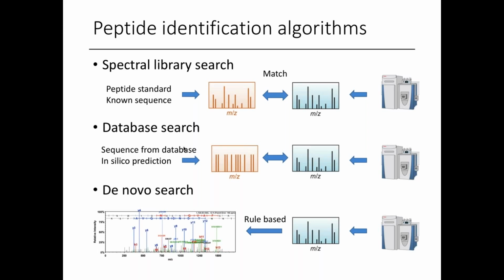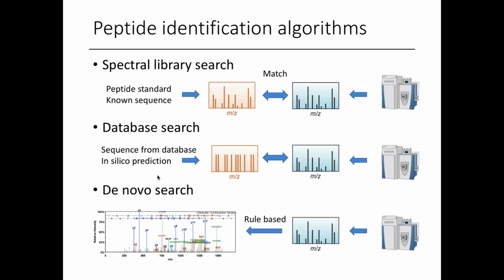But the advantage of spectral library search is that it is more sensitive and also more specific, because it's actually the peptide standard, and it gives you the exact fragmentation as you would get from the actual sample.